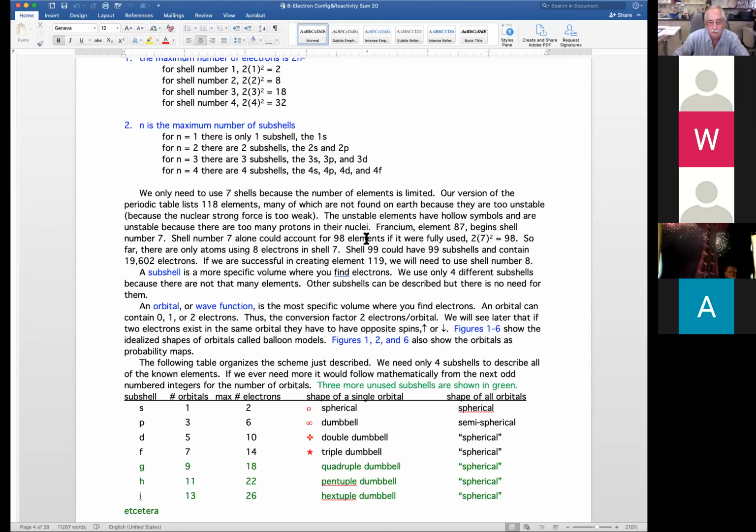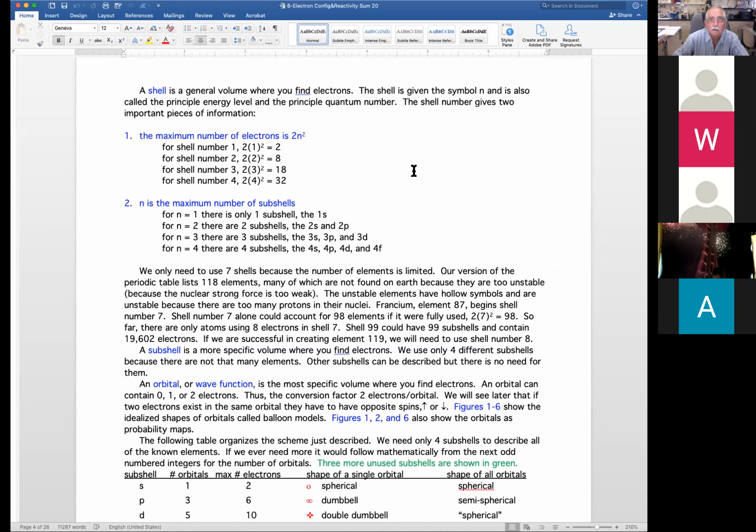I have one more question here. It says n is the maximum number of subshells, but then in the paragraph prior to number one, it says the shell is given the symbol n. Right, so n represents the shell, but also the maximum number of subshells. So n is a number, and that number specifies how many subshells are possible. So if there were 7 shells, in theory, there could be 7 subshells in that shell. Gotcha. Okay.